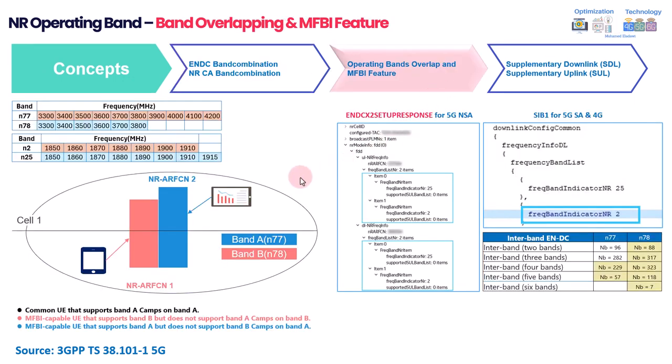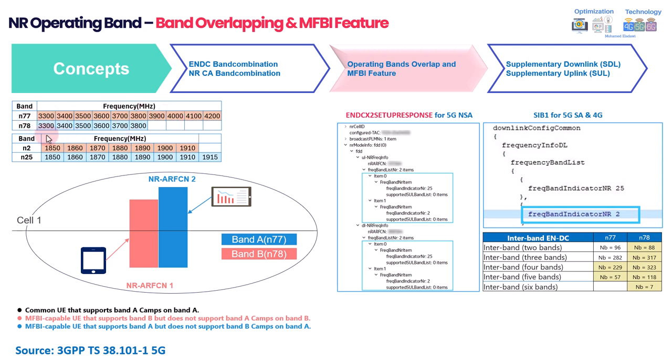The second part here, we are going to discuss a very important concept. It's about something called operating bands and the MFBI feature. What do we mean by operating band? In the normal scenario, there is a one-to-one relationship between the frequency spectrum and the band. For example, let's assume in your network you have a band from 4100 to 4200. This directly means this is N77. In most scenarios like this, you have a one-to-one relationship between the frequency spectrum and the frequency band. So one spectrum will have only one NR band.